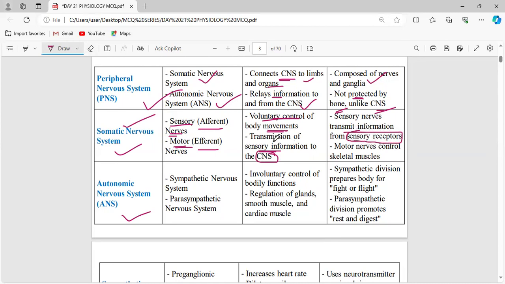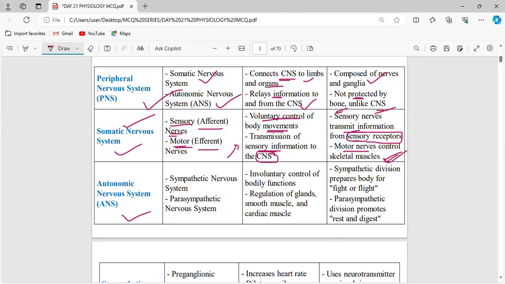Okay, only then, see, if somebody touches you, there will be receptors to receive the signal. Only then will it reach the brain. So sensory receptors play a role, because of these receptors we react to that particular stimulus. And motor nerves control the skeletal muscles.